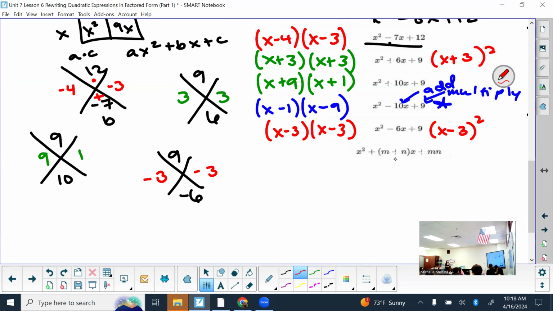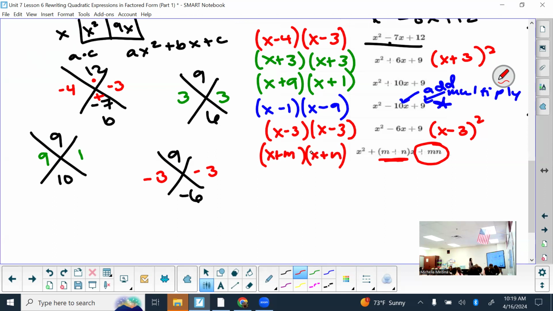Now, the last one I know was funky. It even kind of got me for a second, but it's just showing you we are multiplying two numbers to get this, and we are adding two numbers to get the number in front of the x term. So class, what does the factor form of this have to be? You get it? Perfect. (x + m) times (x + n).